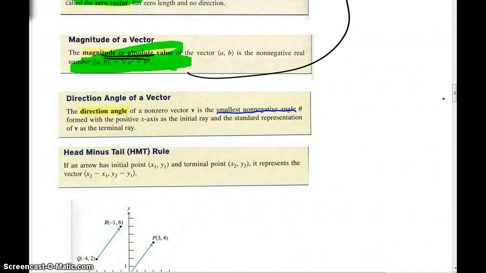Direction angle. A direction angle is the smallest non-negative angle theta formed from the positive x-axis as the initial ray, and V, the arrow itself, is the terminal ray. Most of the time we will write this in radians, but a lot of application problems with navigation might use degrees as well. We'll see that a little bit.